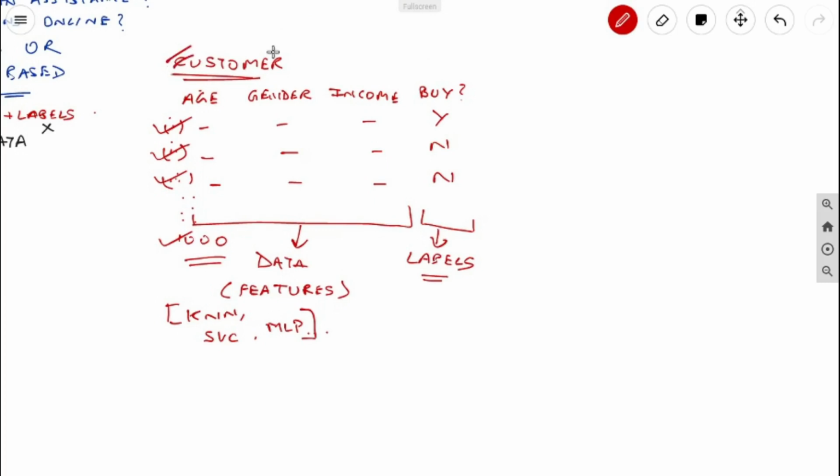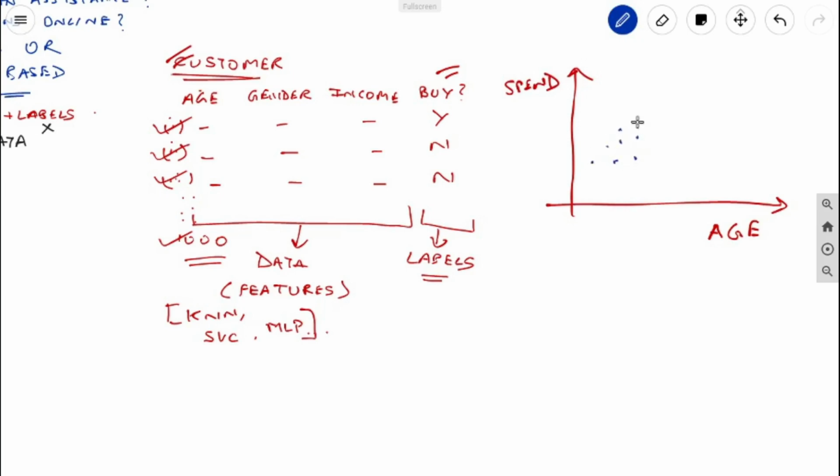Let's try a customer problem again. Suppose we don't want to predict whether the customer buys the product or not. We just want to group certain categories of customers together, and we want to see if there is any pattern in them so we can further decide the policy for them. Suppose I plot the age versus how much amount they spend in the mall. Okay, so we have some data points like this, and we have some data points like this, and we have some data points like this.